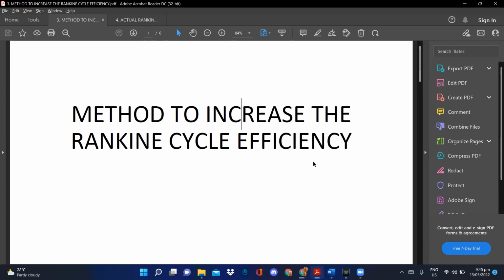Right, Rankine cycle na meron tayong mga accessories na. Ano ba yung sinasabi natin accessories? Yung mga accessories na yun yung inilalagay natin sa cycle para tumaas yung kanyang efficiency. So before we proceed to the lesson on actual Rankine cycle, we're going to discuss first all the methods that we may apply to increase the Rankine cycle efficiency.